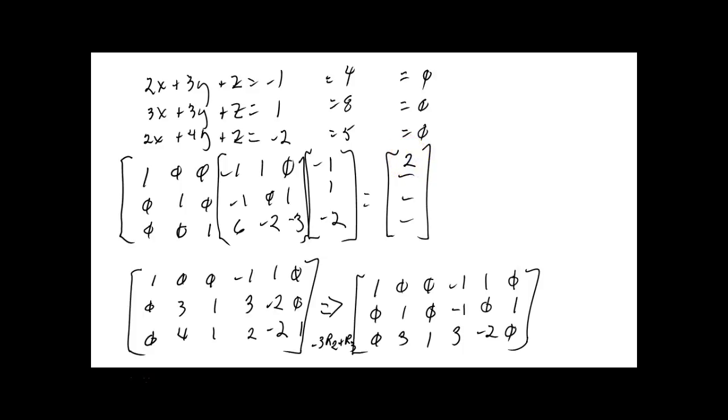1 minus 2 is negative 1. And negative 6 minus 2 more, which is negative 8. Plus 6 is negative 2. So 2, negative 1, negative 2.